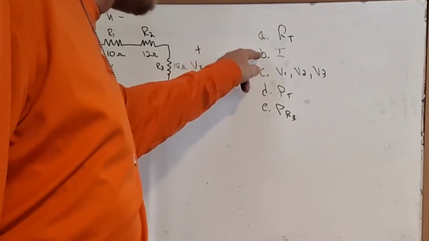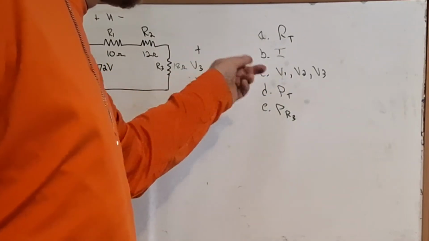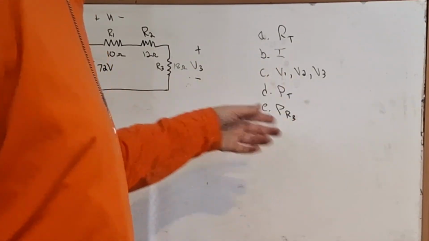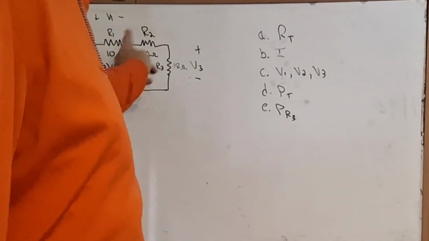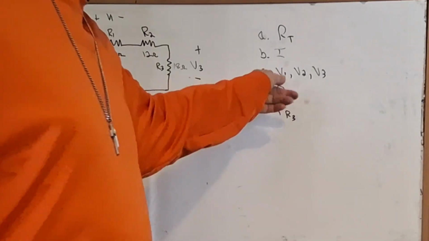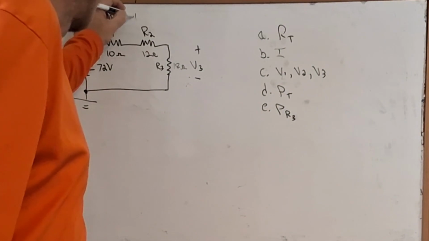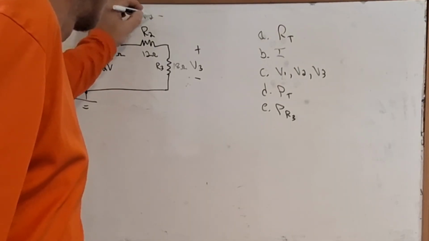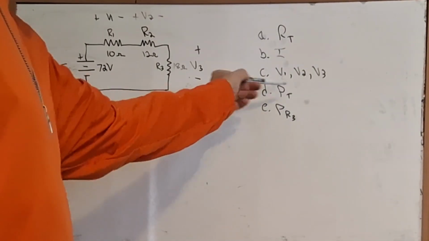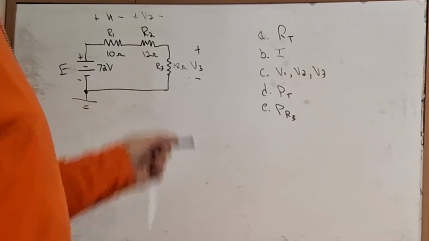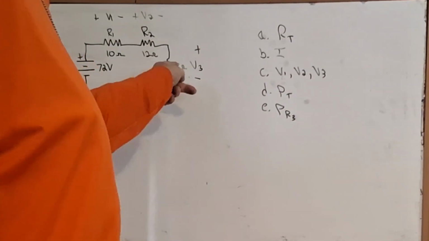Second, that's part A. Part B is find the total current. Well, find the current, which is the only one current. There's only one source, one path here. And it wants me to find each individual voltage drop across these elements. And it wants me to find the total power and the power across this resistor, the resistor that has 18 ohms.